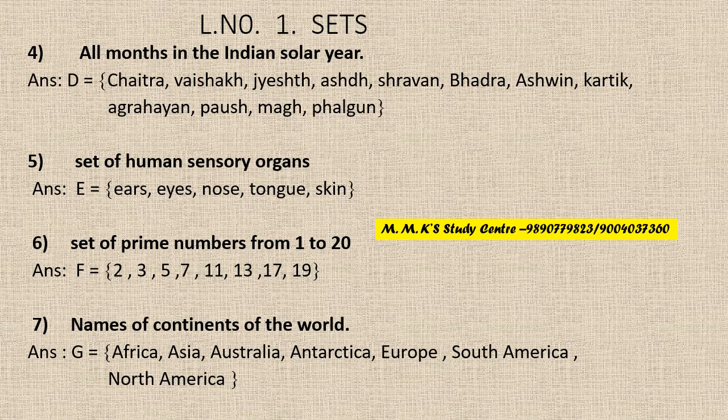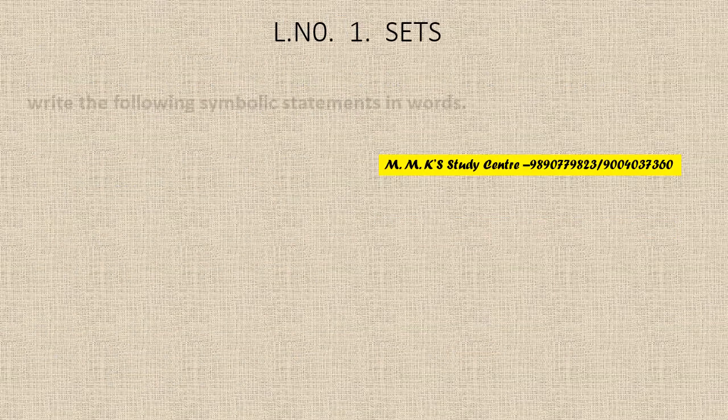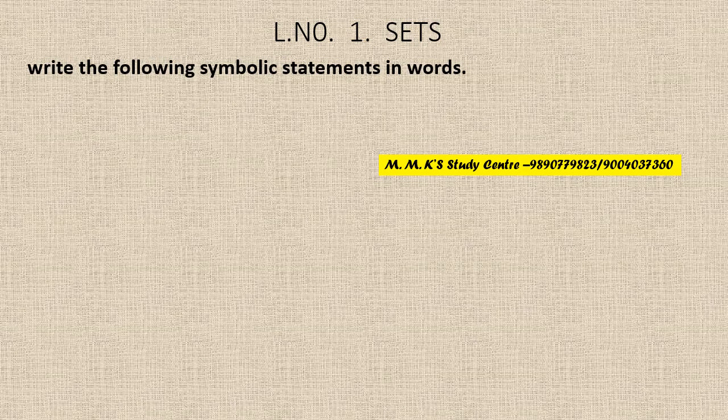So we have covered 7 examples here, children. Okay, for practicing this method, we have to solve more and more examples. Okay, now we'll continue with the question which is present in your exercise 1.1. The question is, write the following symbolic statements in words. It means statements are given in symbols, we have to write them in words.